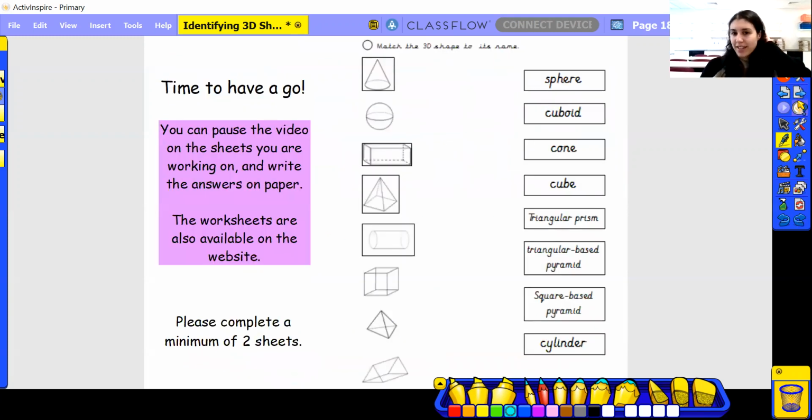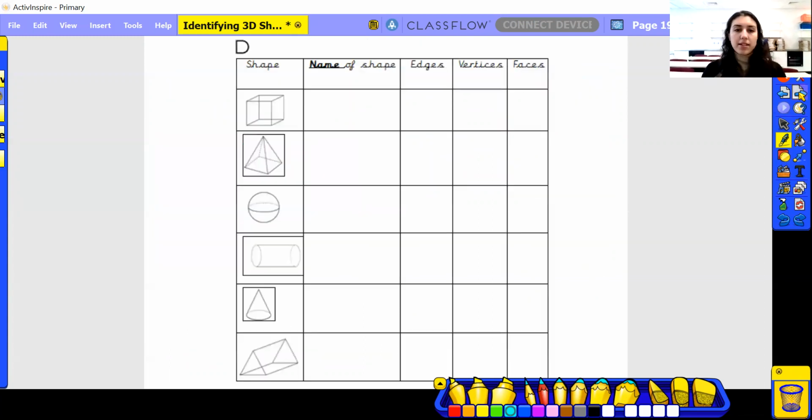Okay, so your activity then, well done for listening. I know that was a long one. Circle sheet, you're matching the picture of the shape to the name of the 3D shape. Once again, you can pause the video here, or you could download the sheet on the Byron Wood School website. The semicircle sheet is time for you to write your name of the shape here. So the name of what each of these shapes are called, and then the number of edges that each shape has, the number of vertices that each shape has, and the number of faces.